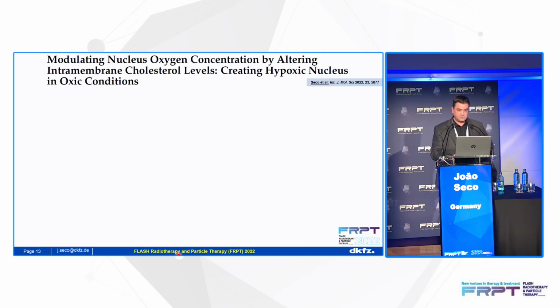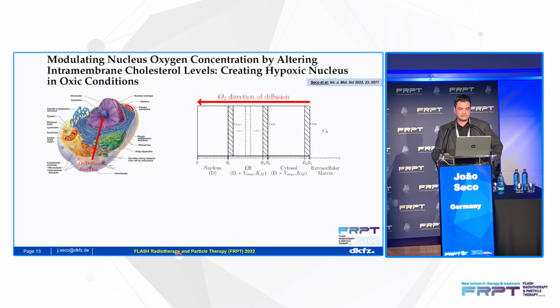So what we did is we started to study this as a diffusion problem. We had the problem of studying how oxygen would diffuse through all these membranes all the way reaching to the nucleus. On the right here, you have the extracellular matrix. You have all these different membranes. You have the ER and Golgi apparatus, the cytosol, and the nucleus.